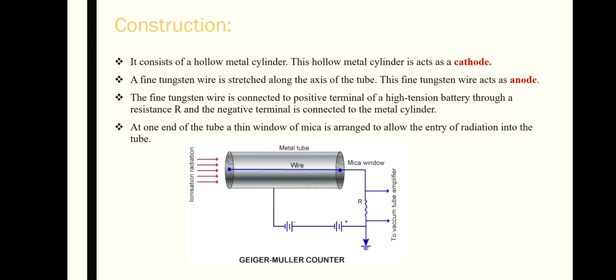Mica window: at one end of the cylinder there is a thin mica window. Radiation enters the tube through this window. Gas: inside, the tube is filled with argon gas or any inert gas. This gas plays a major role in the ionization process. A high voltage is maintained between the anode and cathode, and the anode is connected through a resistance. So overall the GM tube is a sealed metal cylinder with a central wire and gas inside.